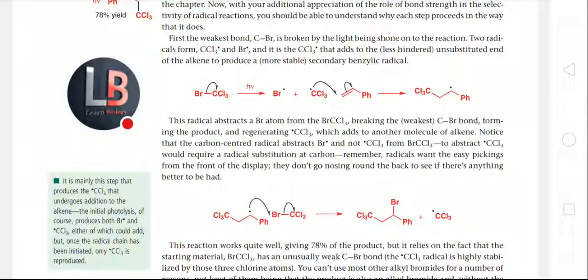Notice that the carbon-centered radical abstracts the bromine free radical, not the CCl3 radical, from BrCCl3. To abstract the CCl3 radical would require a radical substitution at carbon. Remember, radicals want the easy pickings from the front of the display. They do not go nosing around the back to see if there is anything better to be had.